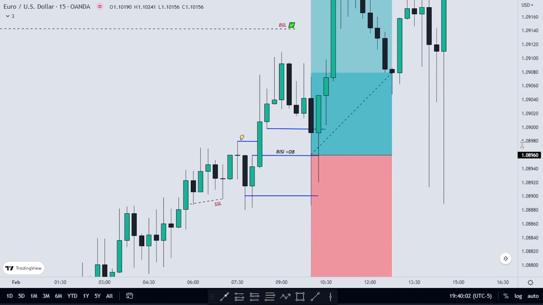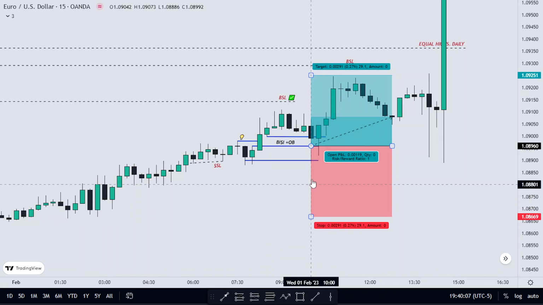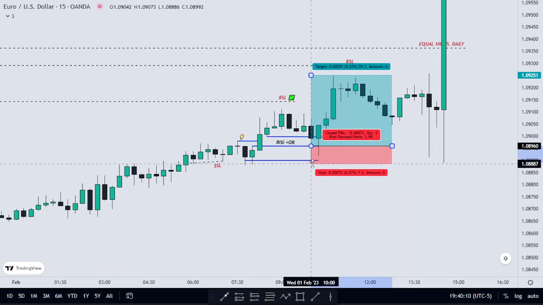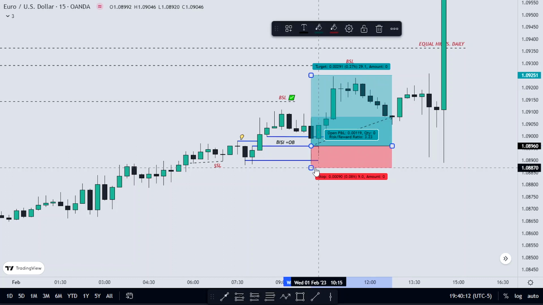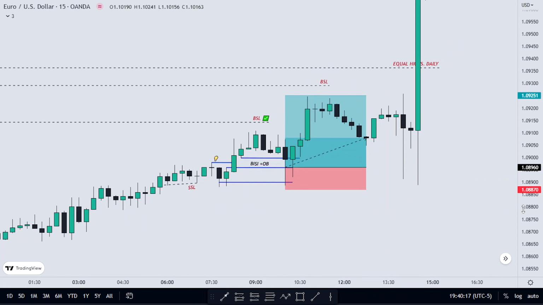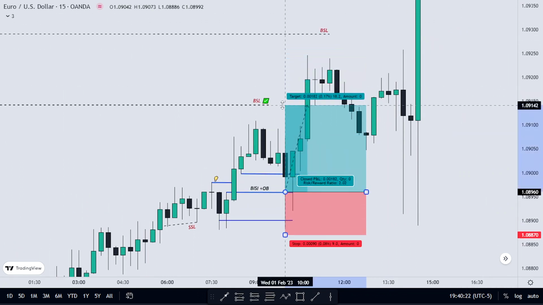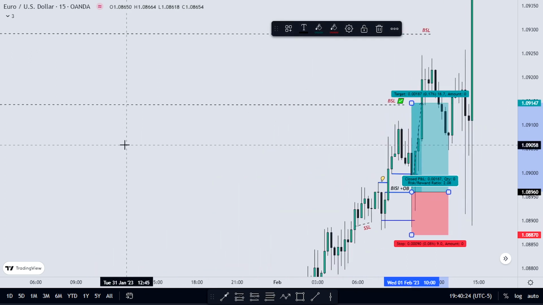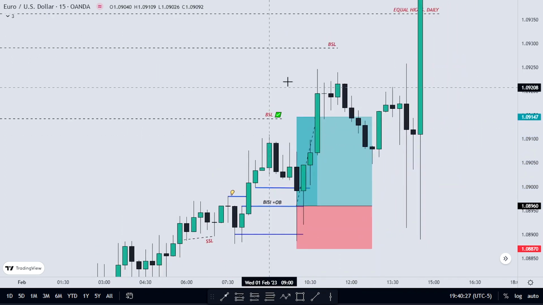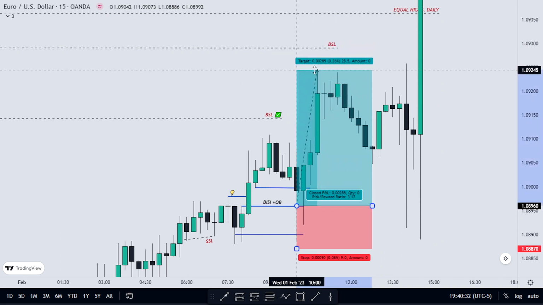My stop loss was just below the order block, and it was just a 9 pip stop loss. My first target was this high, and that's Monday's high. And then my second target was this level, but I saw that when price got here, it was stalling a little bit, not showing willingness to expand aggressively higher.